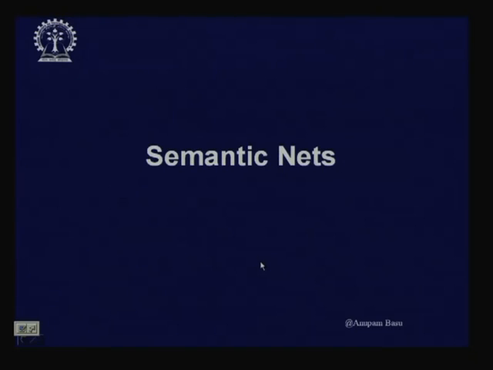So, we will be looking at other knowledge representation formalisms, and we will be starting our discussion with semantic nets. Now, as you must be knowing, the word semantic means meaning. We are familiar with two words: syntax, which is essentially the grammar of a language, and semantics, which is the meaning of any sentence. I may form a sentence correctly, so that it is syntactically all right, but it must be meaningful. In order to be meaningful, it should be semantically correct.